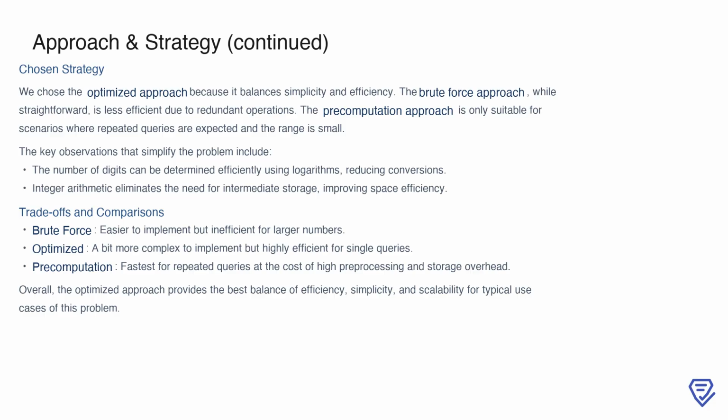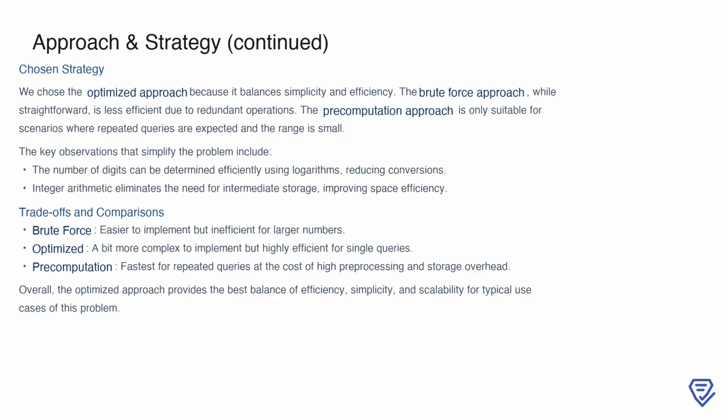The optimized approach stands out because it simplifies the problem by leveraging mathematical observations. For example, we can determine the number of digits using logarithms, reducing the need for conversions, and integer arithmetic eliminates intermediate storage, which improves space efficiency. While slightly more complex to implement than the brute force method, it is highly efficient for single queries and scales well for typical problem constraints. Overall, this approach achieves an ideal balance of efficiency, simplicity, and scalability, making it the most suitable choice for this problem.